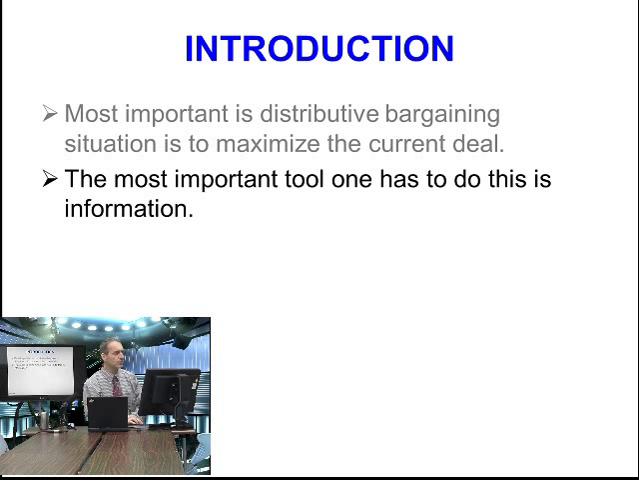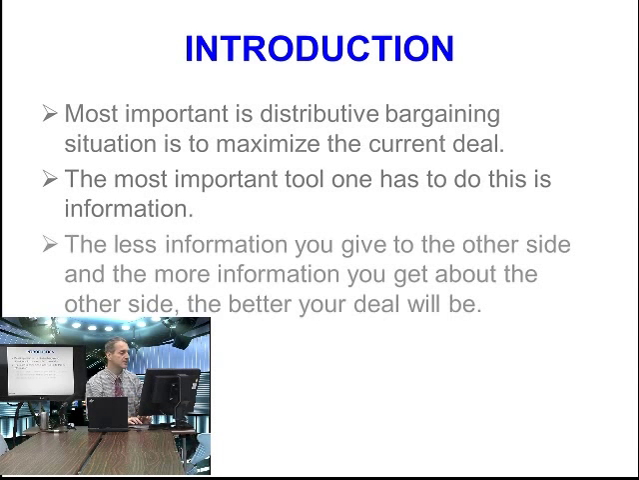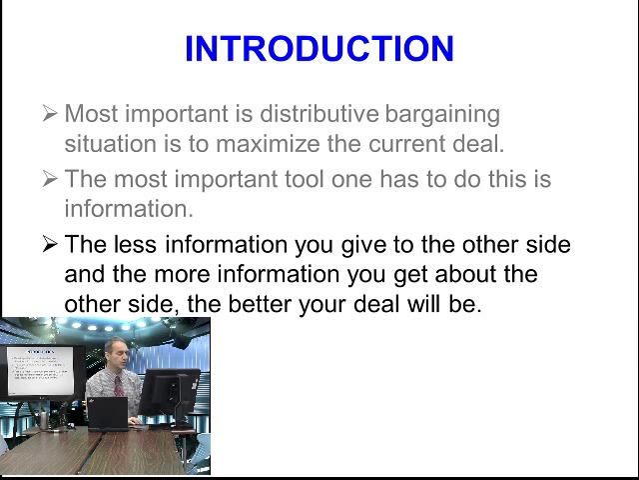The most important tool one has to do this is information. So negotiation is all about information, but here, how do you get the most and lose the least? You need to make sure you have information. The less information you give to the other side and the more information you get about the other side, the better your deal will be. That means the more you will maximize.